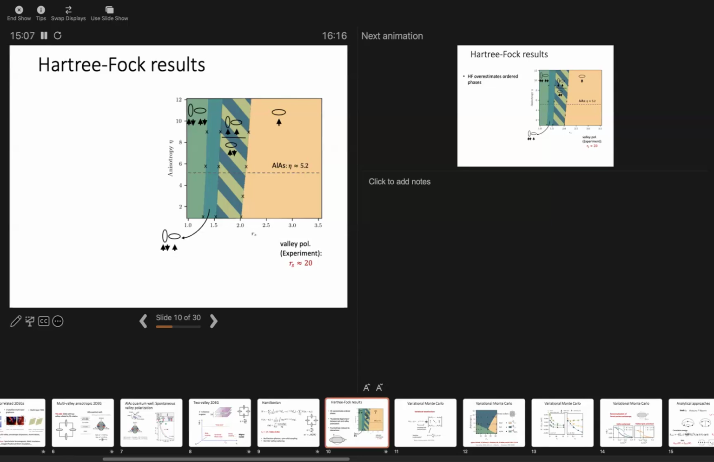And this is the phase diagram from the Hartree-Fock calculation. The axes are the same as before, basically Rs and the anisotropy parameter. What you see here are the different phases that one finds. When Rs is small, this is the symmetric Fermi liquid phase where all the spins and all the valleys are equally populated. And then you have this cascade of transitions. First, you fill only 3 of the 4 flavors. So you pick 3 flavors, spin or valley polarized, and fill these.